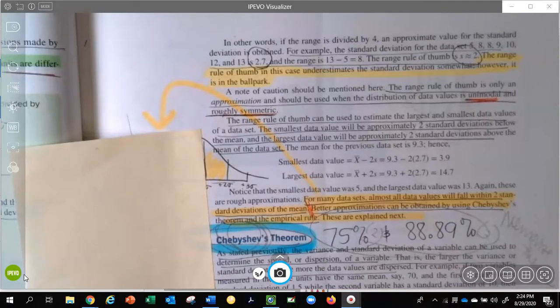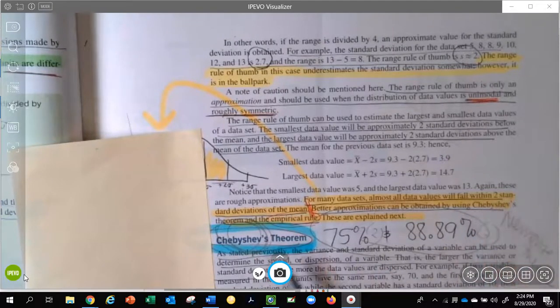I'm only at 3 minutes, so I'm going to keep going. Better approximations can be obtained by using Chebyshev's theorem and the empirical rule. The empirical rule is going to show up in another video, but we are now going to go from the range rule of thumb concept to this one, Chebyshev's.